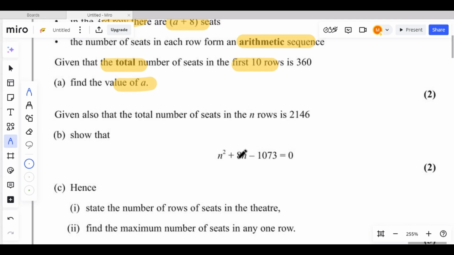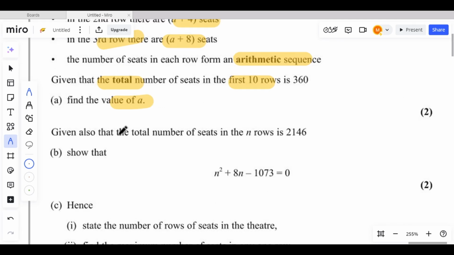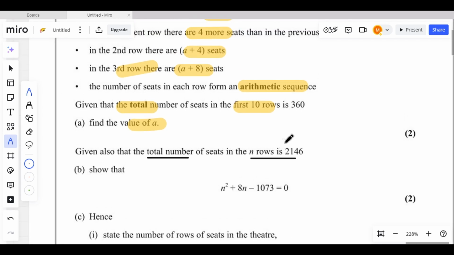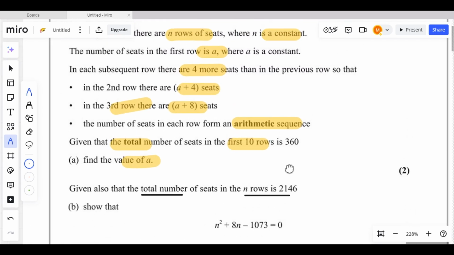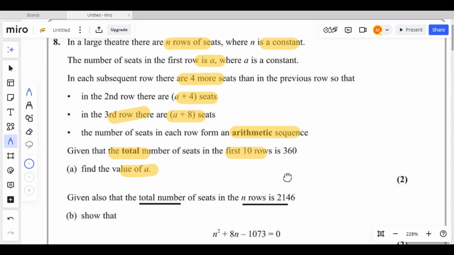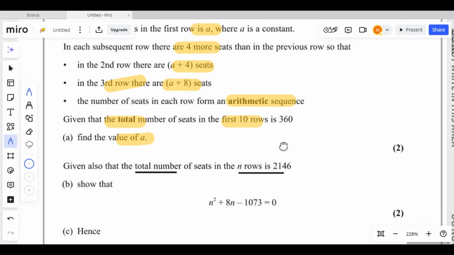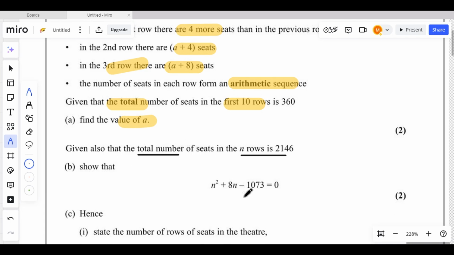Okay. Next it is given also that the total number of seats in the n rows is 2146. So you need to show that n squared plus 8n minus 1073 equals 0.